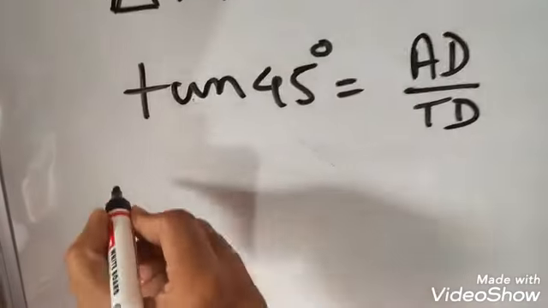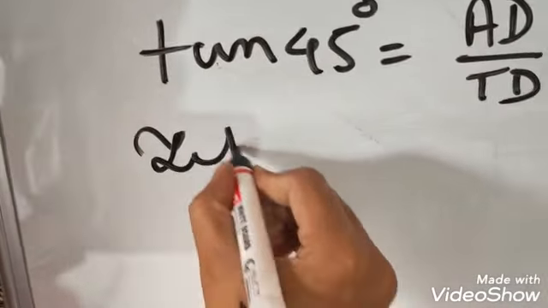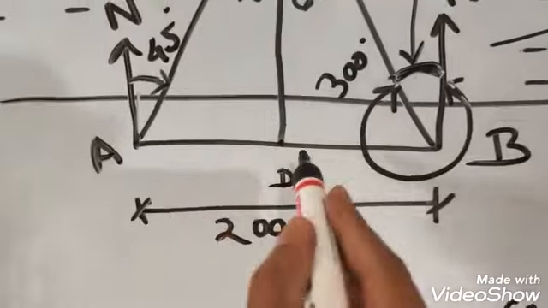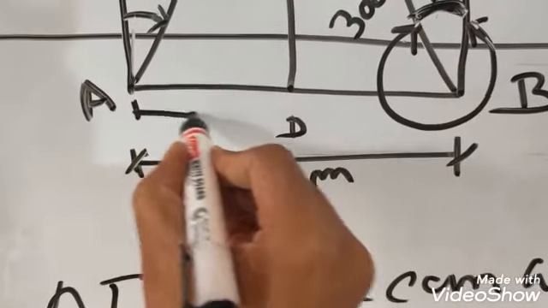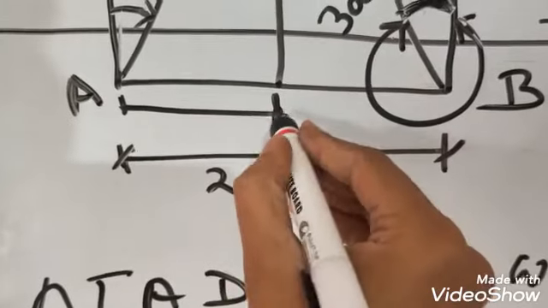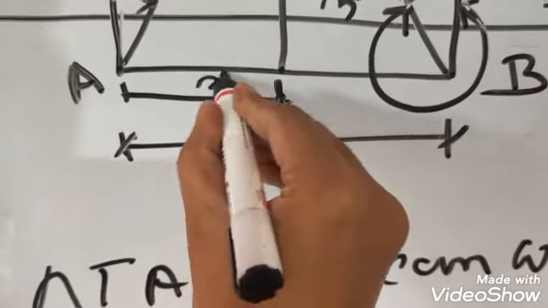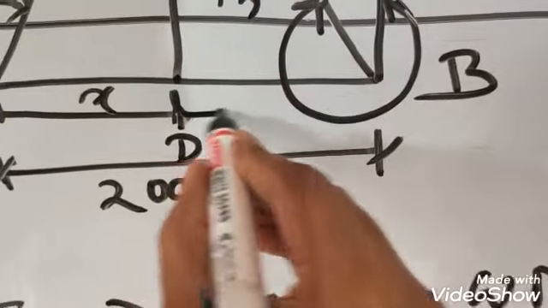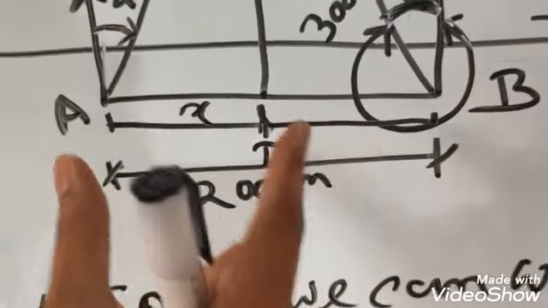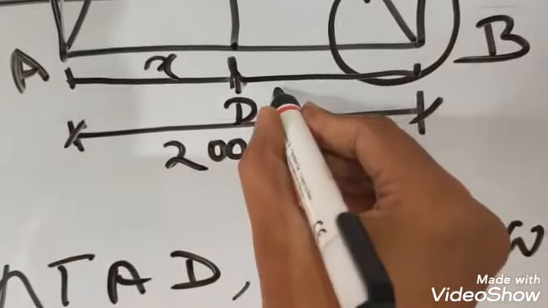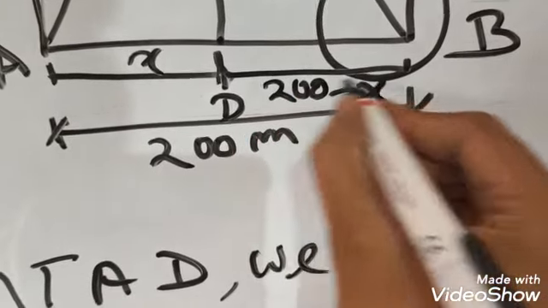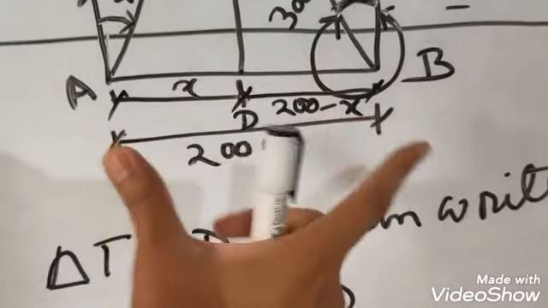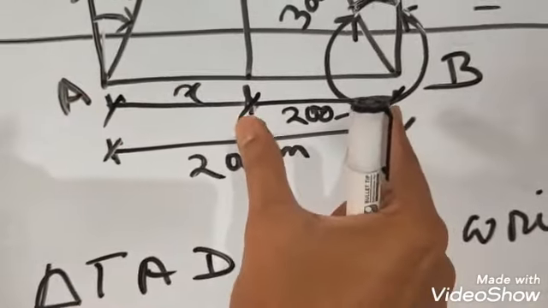Now let AD be equal to x. So what is going to be the left portion? This whole portion is 200. This portion is x. So what can we write? DB is 200 minus x. This is 200, this is x, so this is 200 minus x.